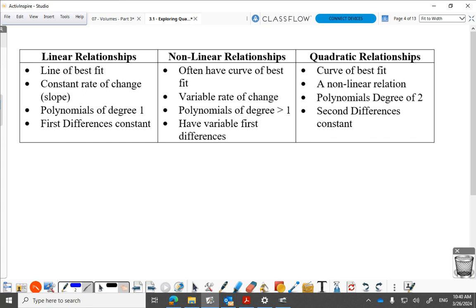Specifically, this is the box we want. This is what we're studying this chapter. And here's what we have so far. If you do a quadratic relationship, you'd need a curve of best fit. It's not linear. The polynomials will be degree 2, and the second differences will be constant. Okay? That's what we have so far. Questions?